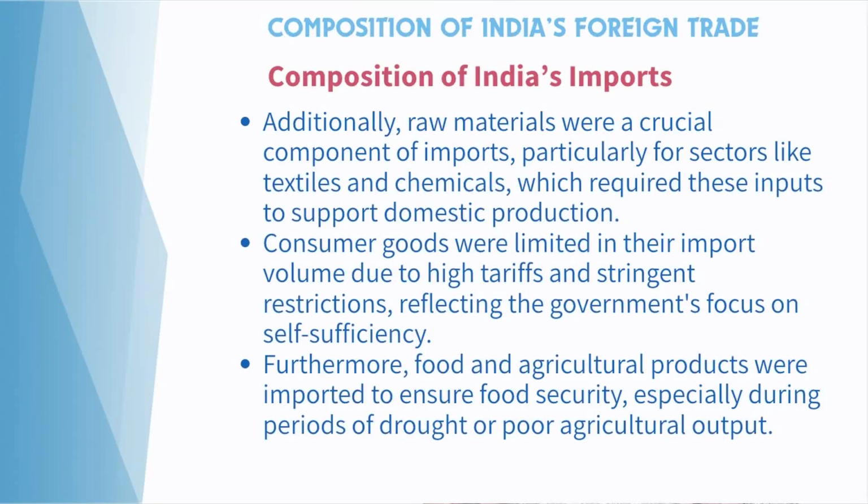Additionally, raw materials were a crucial component of imports, particularly for sectors like textiles and chemicals, which required these inputs to support domestic production. Consumer goods were limited in their import volume due to high tariffs and stringent restrictions, reflecting the government's focus on self-sufficiency.